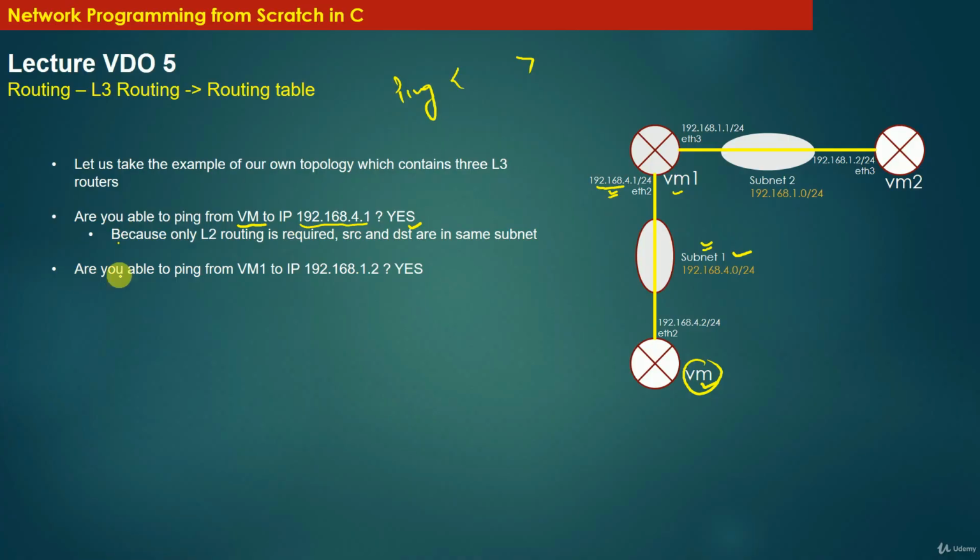Similarly, are you able to ping from router VM1 to IP address 192.168.1.2? That is this IP address. So from router VM1, can you ping the IP address 192.168.1.2? The answer is yes. And the same logic applies. From router VM1, you are trying to ping an IP address which falls in subnet 2, and subnet 2 is also a local subnet for router VM1. So this is also the case where you are trying to ping a machine which falls in the local subnet of your source machine.